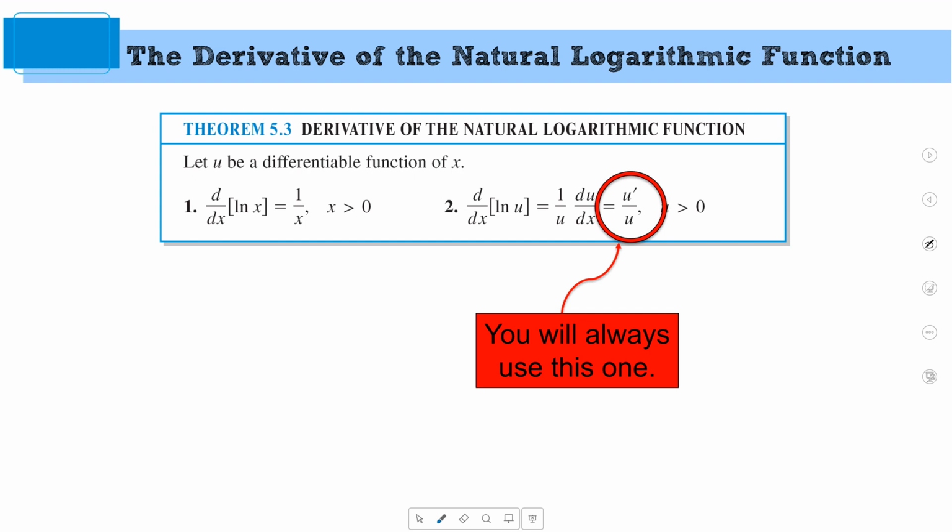Just to keep things simple, using the KISS method, what does u prime over u mean? Yeah, take the derivative of the function and put it over itself. Don't make this more difficult than it has to be. Please.